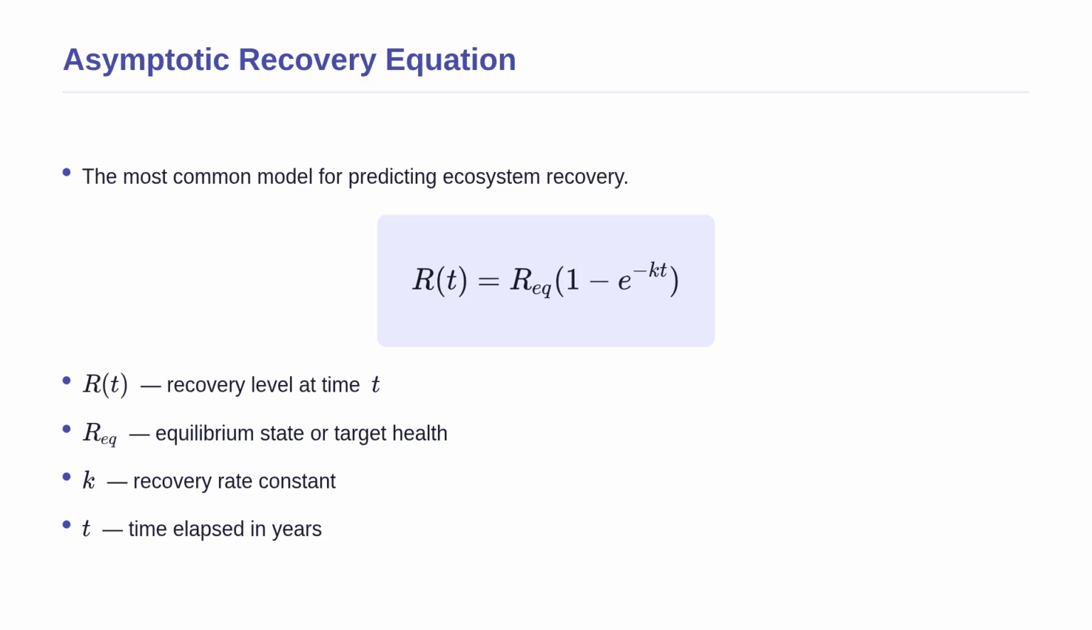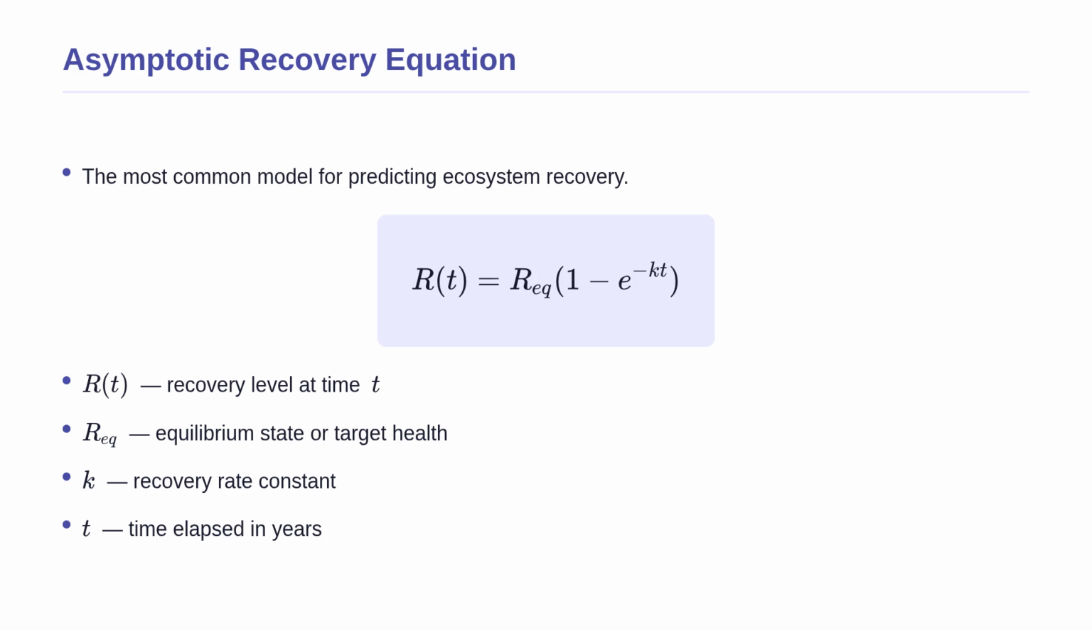This brings us to the mathematical heart of restoration ecology, the asymptotic recovery equation. Conceptually, this formula describes a system that grows quickly at first, but slows down as it approaches a maximum limit. Let us look at the symbols.